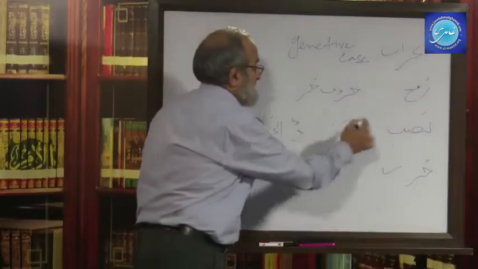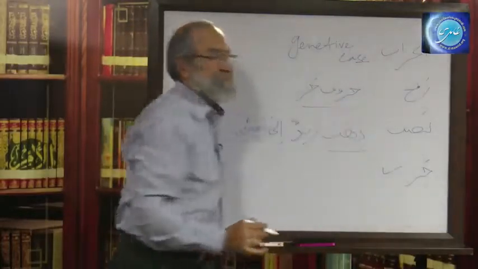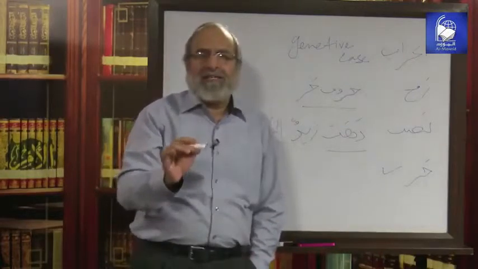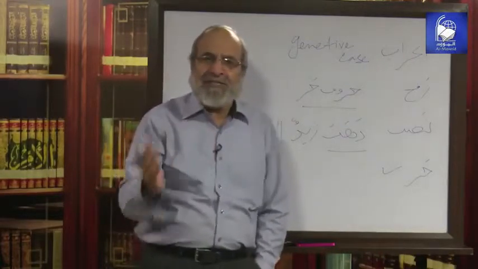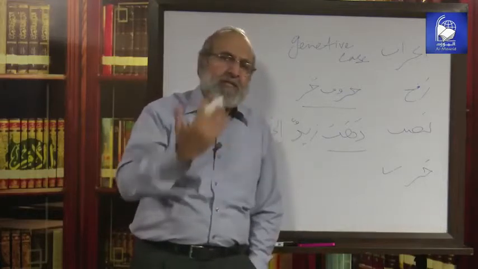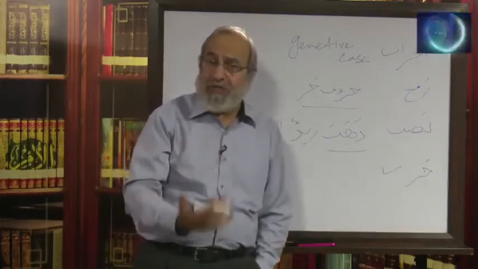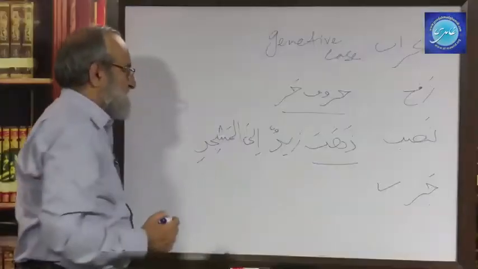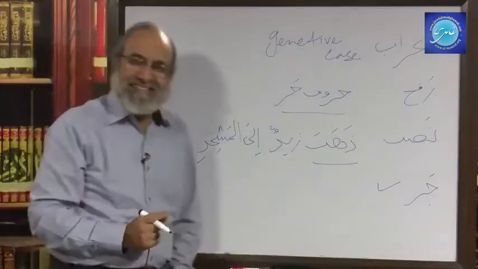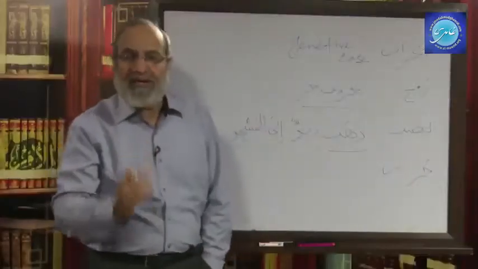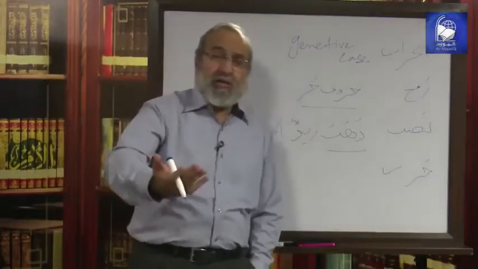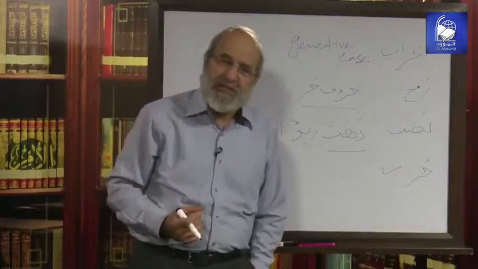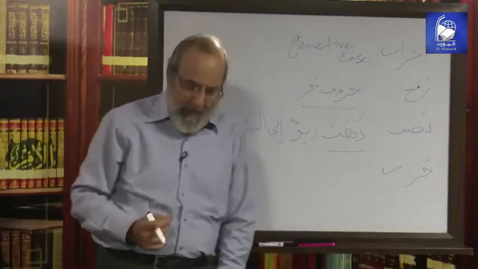Ila is one of the huruf jar, the particles that when they come require that the immediately succeeding noun takes the form of jar. So when ila would come, al-masjid would become al-masjidi, and there is only one harakat on masjid. I'm sure by now you know, it's because of alif lam restricting the possibility of harakat to only one.